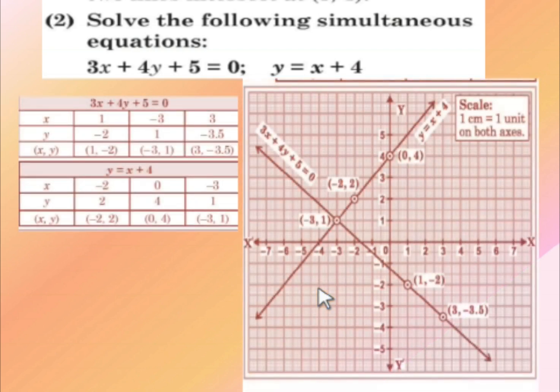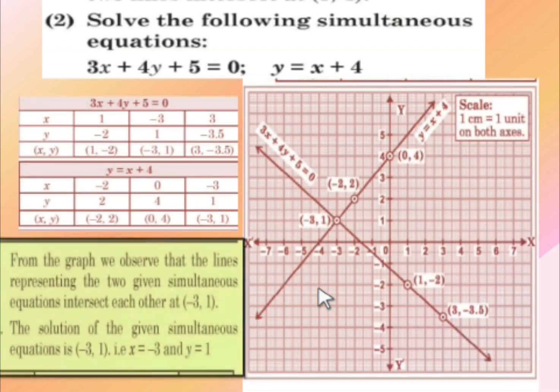I will just give you the way it has to be done. Make the table as I told. We have seen the same equation in the earlier one. Here, the most important thing is, from the graph, we observe that the lines representing the two given simultaneous equations intersect each other at (-3, 1). The solution of the given simultaneous equations is (-3, 1). That is, x = -3, y = -1.